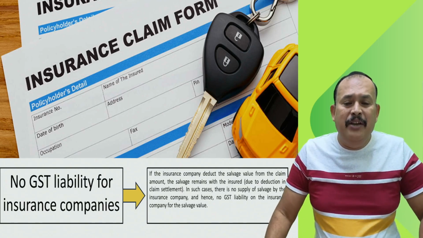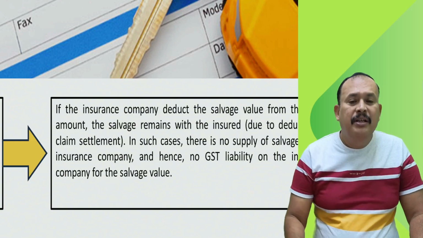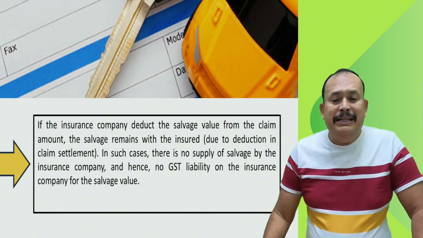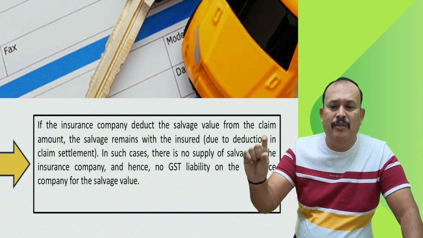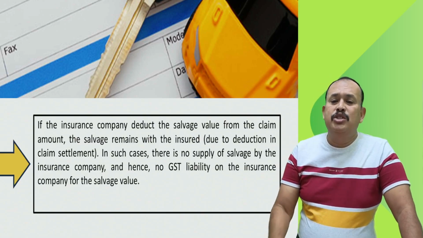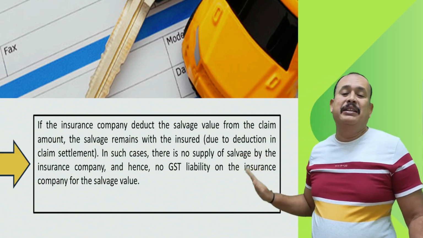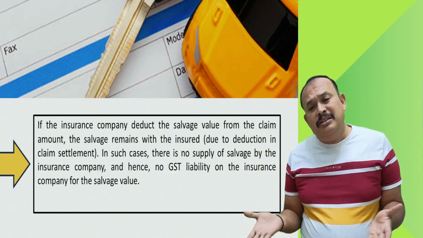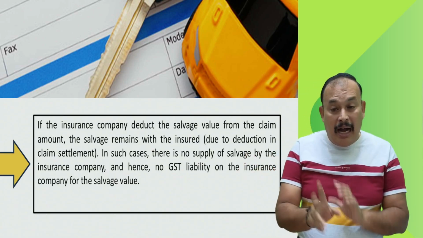No GST liability for insurance companies where the insurance company deducts the salvage value from the claim amount, 10 lakhs claim amount less 4 lakhs salvage value of the vehicle, balance 6 lakhs. In that case, there is no supply of salvage by the insurance company and hence no GST liability on the insurance company for the salvage value, because the ownership of the vehicle remains with the owner. Is it clear?